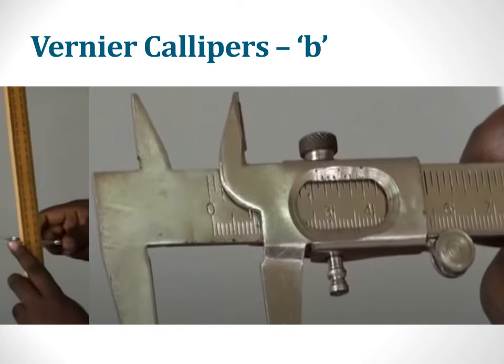The vernier calipers is used to measure the breadth of the beam. The vernier calipers, this is the vernier scale and this scale is the main scale. These are the two jaws which are present in the vernier scale, and it is between these two jaws we place the beam in order to measure the width or the breadth of the beam.